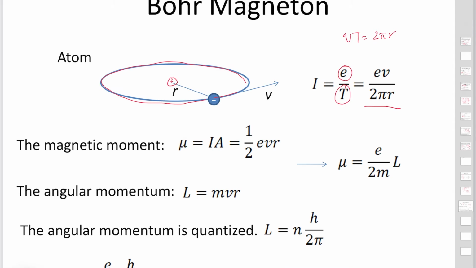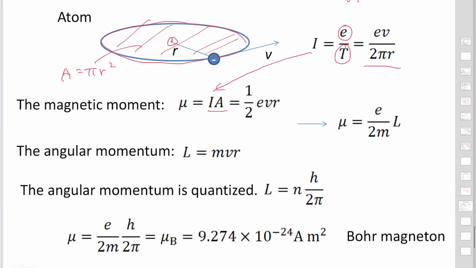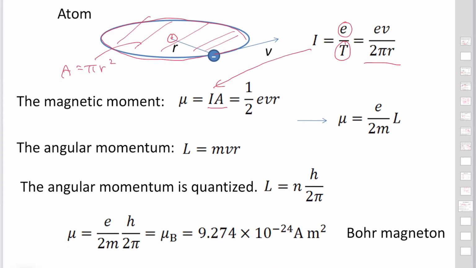So the magnetic moment is calculated as I times A. You can substitute this I, and A is the area of the circular orbit, which is pi r squared. Then it becomes 1 over 2 e v r. And the angular momentum of the electron is calculated as m v r. So using these two equations, you can express the magnetic dipole moment using the angular momentum, e over 2m times L.